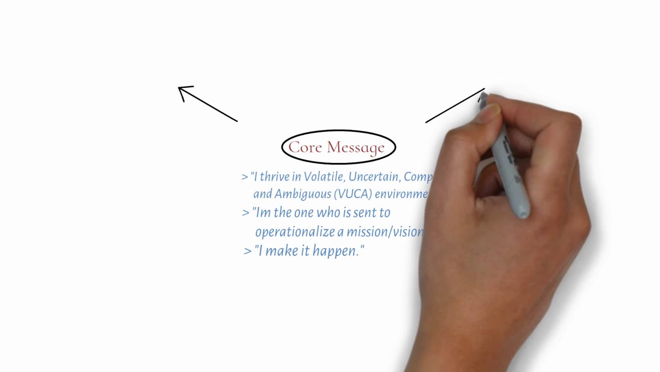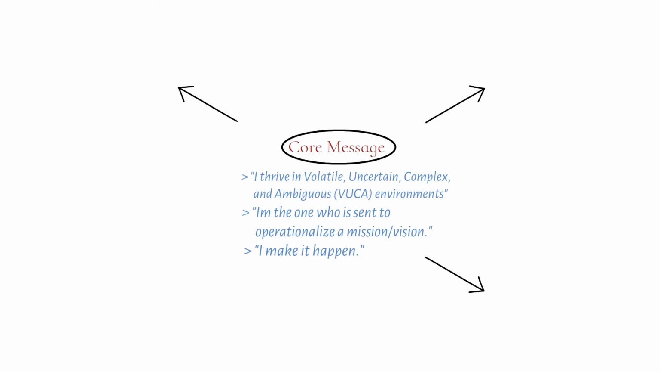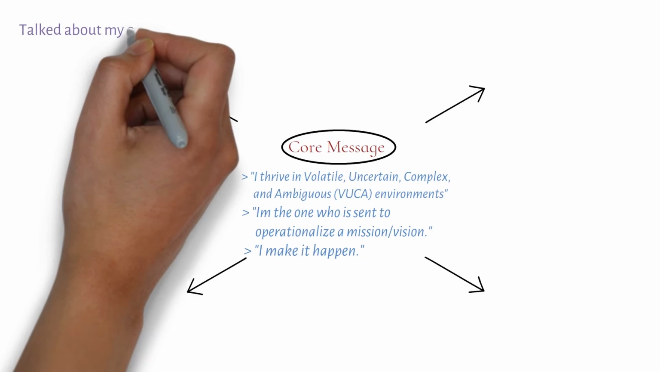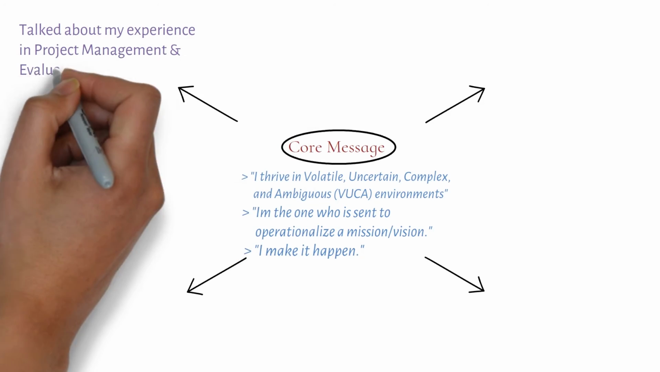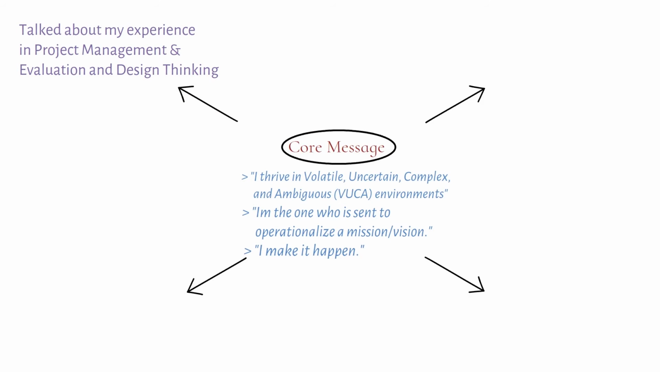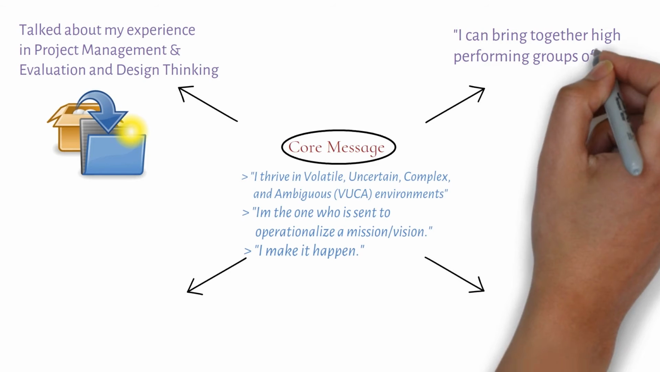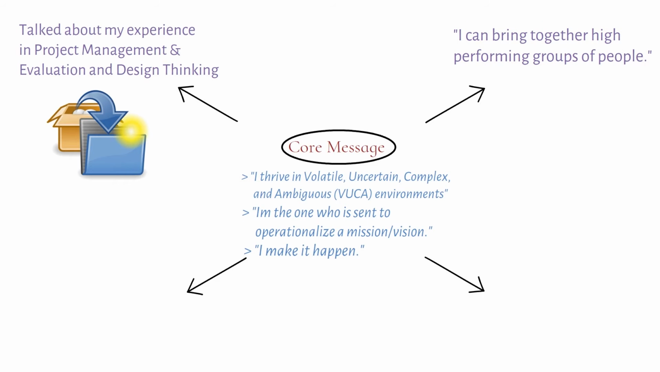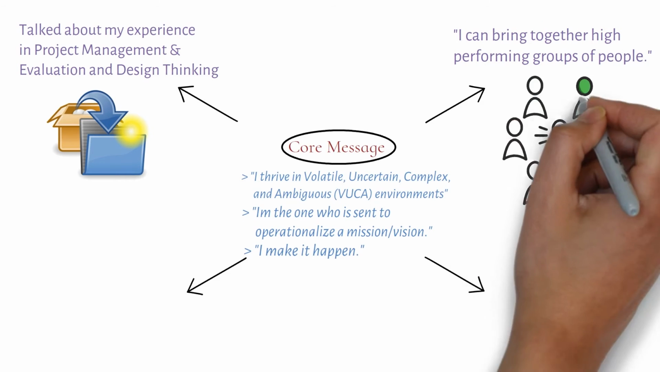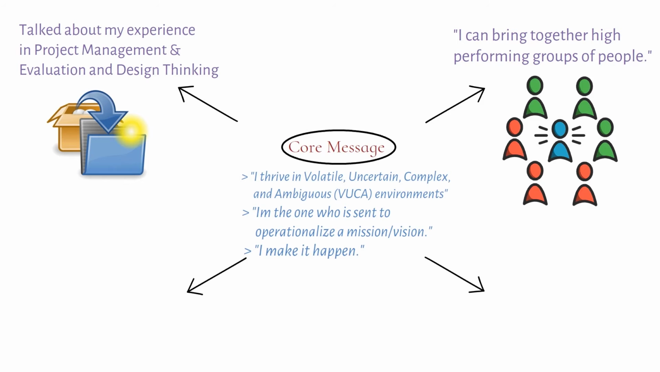And then around that message map, I had 4 statements that I wanted to make that help support it. My first statement was talking about my experience in project management and evaluation and design thinking, so I can bring and create innovative programs. My second statement was how I can bring together high-performing groups of people with diverse ideas and thoughts and create a psychologically safe environment for them to be innovative. I talked about my big network of academics and practitioners that I can bring in to help us with these problems.